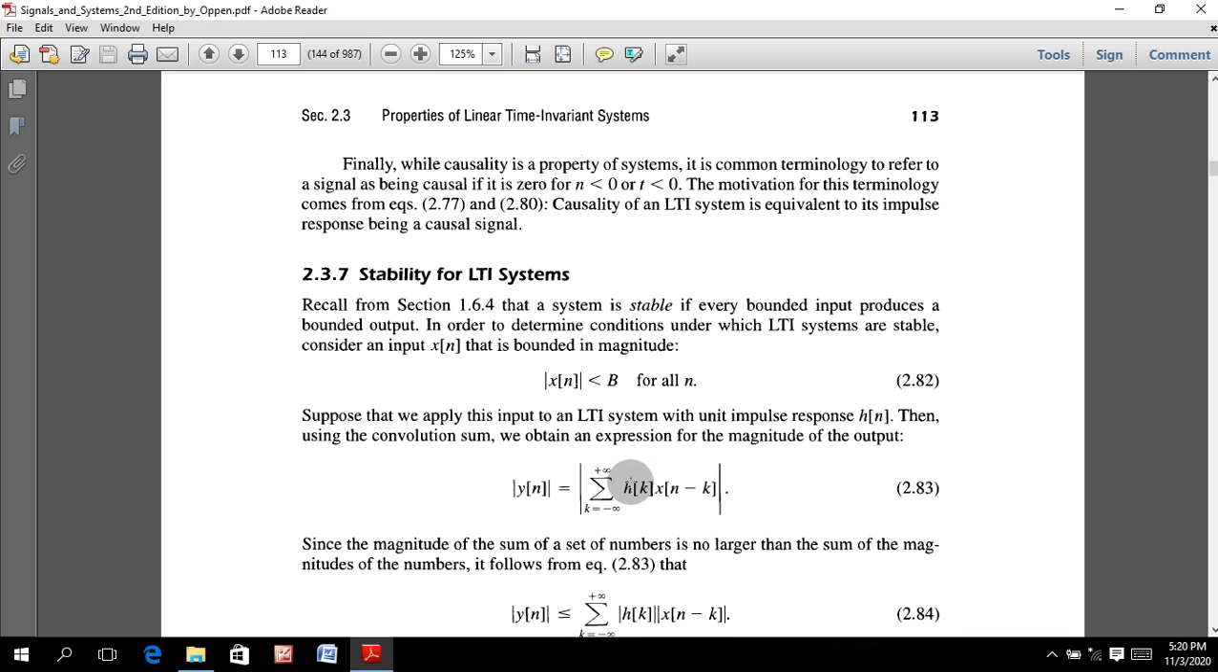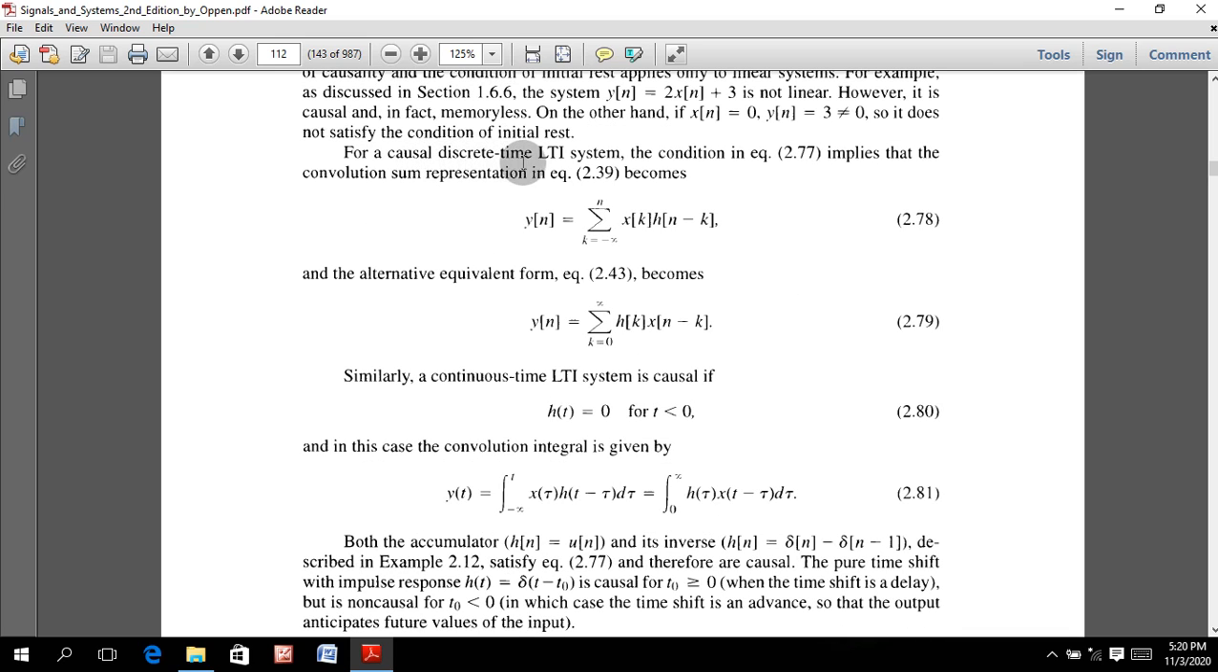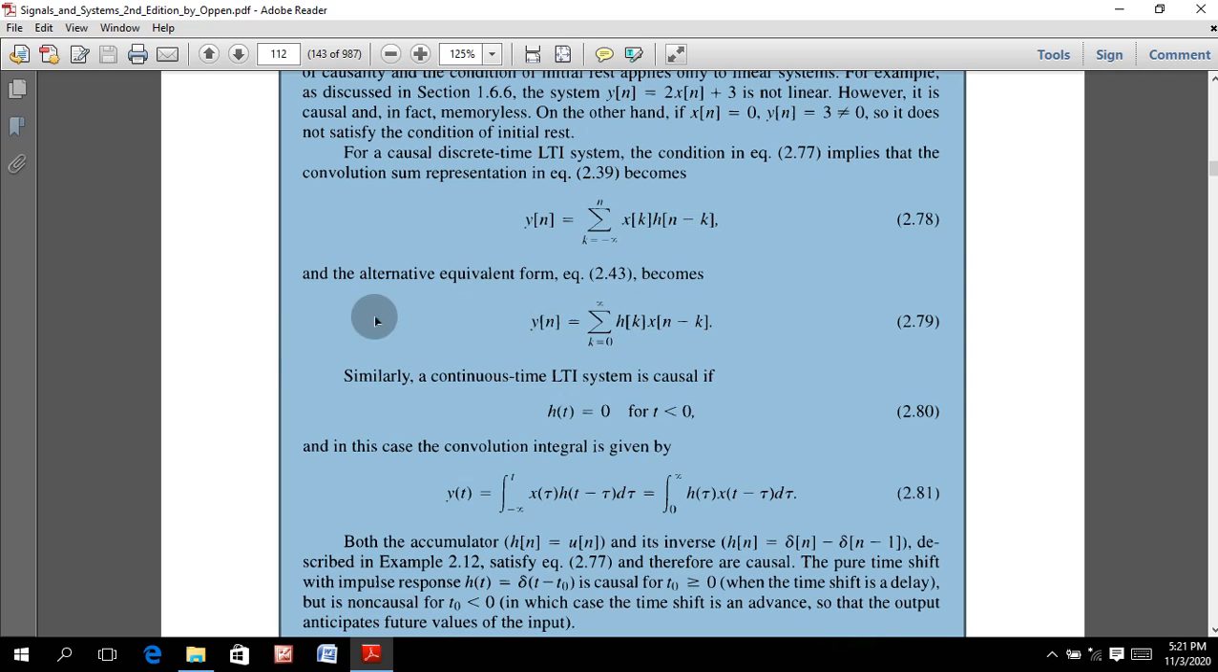The mathematical representation is that for a causal discrete time LTI system, the condition implies that the convolution sum representation becomes y of n is equal to the sum from k equals minus infinity to n of x of k into h of n minus k. And the alternative equivalent, from equation 2.43, we can write y of n as the sum from k equals 0 to infinity of h of k into x of n minus k. If you remember this mathematical representation, it is basically the same implication.